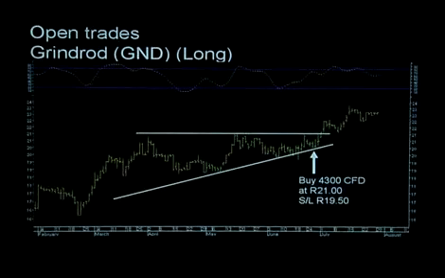What I did was I bought for our portfolio 4,300 CFDs at 21 Rand in the anticipation that we were likely to see a breakout through the top of that resistance. Yes. And that did happen. As you can see over there, we've had a nice breakout.